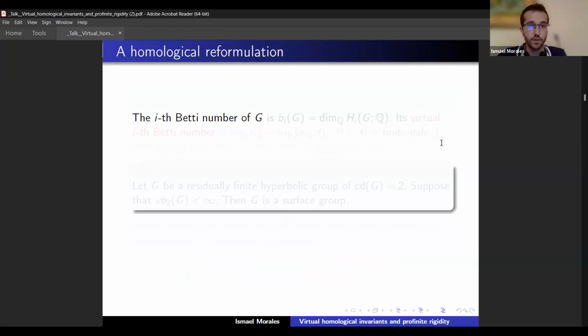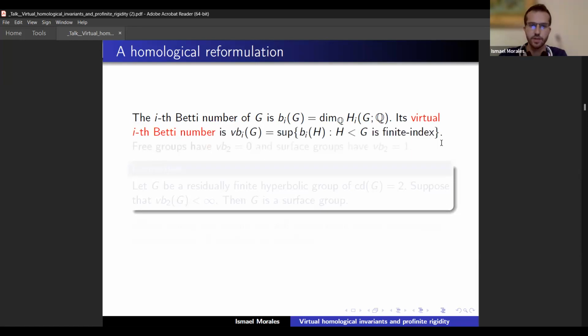Right. So let me say what the reformulation is. The ith betti number of a group G is just the dimension of the ith homology with rational coefficients. Its virtual ith betti number is going to be the supremum of all these betti numbers for finite index subgroups. And these numbers, we claim, should contain a lot of information about the group itself.